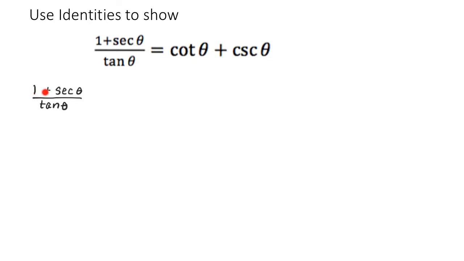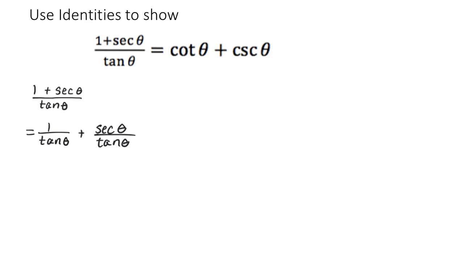So I have 1 plus secant of theta, and all of that is being divided by tangent of theta. This is equivalent to having 1 divided by tangent of theta plus secant of theta divided by tangent of theta. And again, this is true because if I wanted to go backwards, these two fractions have common denominators, so I could add the numerators and keep the common denominator. So these are equivalent. You can also think about this as dividing both terms by tangent. And now I want to see if there are any identities I can use.